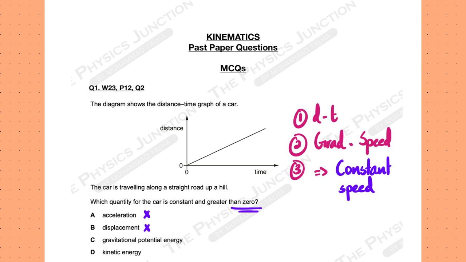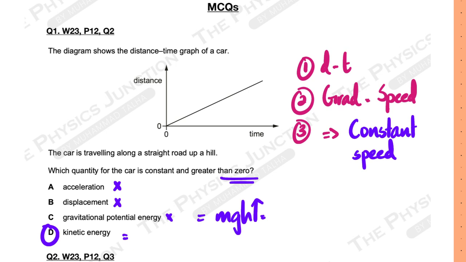Part C, GPE. So GPE is mgh. Since the car is going up a hill, h is increasing, hence mgh would also be increasing, so GPE is also increasing. This is also wrong. By process of elimination, D must be the correct answer, and this makes sense because kinetic energy is half mv square. So from here neither m nor v is changing, so all of this is constant, but it's also greater than 0.